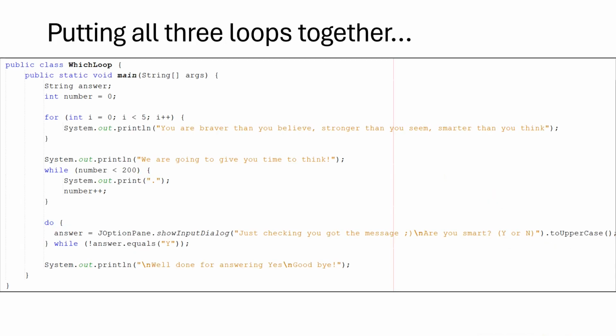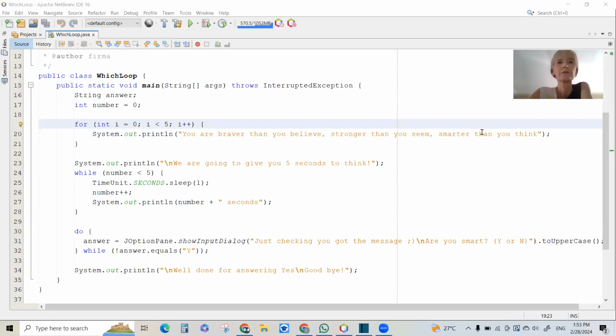So putting all three loops together, I've got a program called which loop, and I've put the for loop, then the while loop, then the do while, all into one program. And I'm going to hop over to NetBeans now to show you how the program works. So here we have this program called which loop, and as you can see, I've put the for loop in there, then the while loop, and then the do while loop. And let's look at how it works.